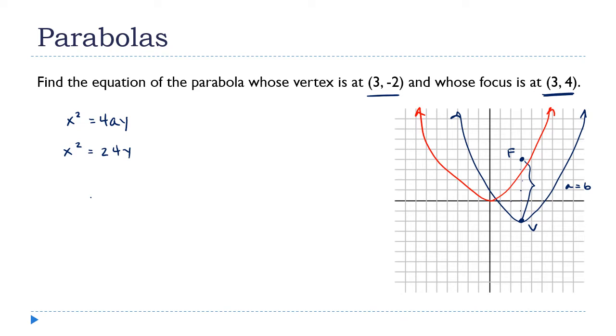I need to go 3 units to the right. So I'm going to replace the x with x minus 3. Oops, not plus, equals 24. And where's my vertex? 2 units down. So I'm going to replace the y with y plus 2. And that's it. There's my equation.